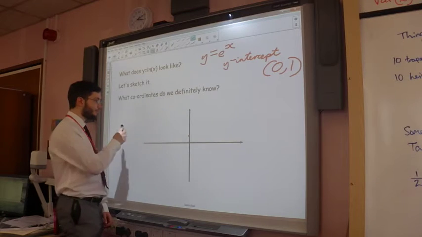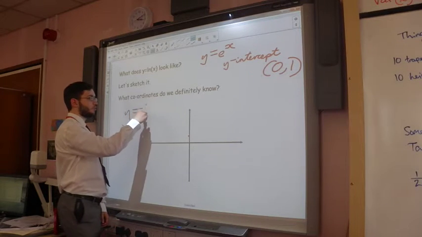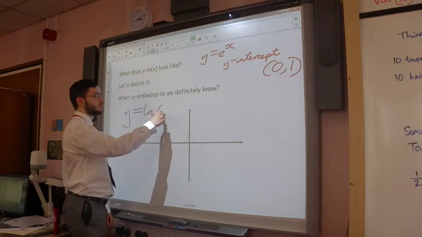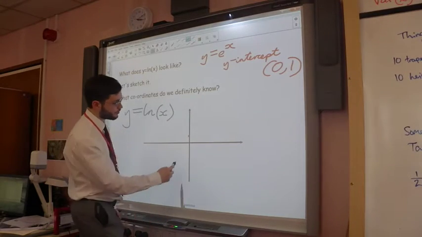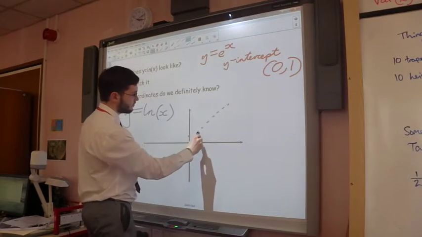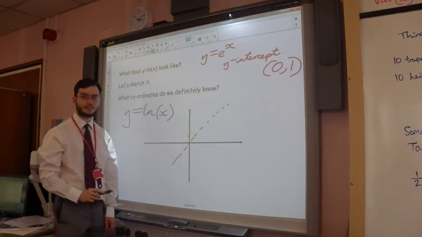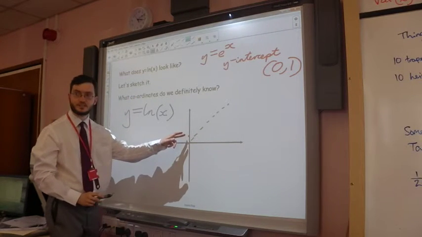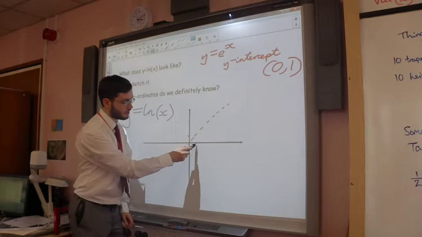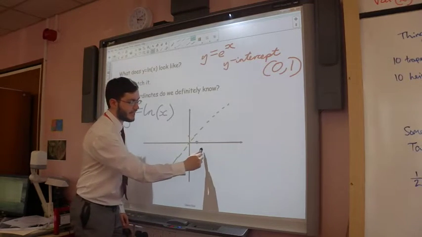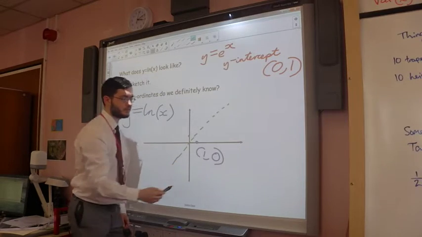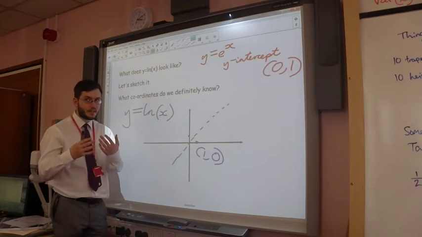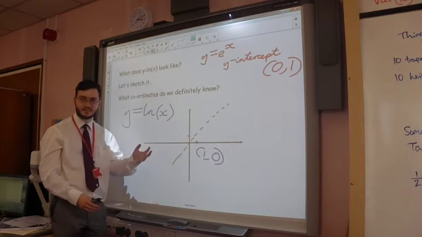Now, if we had y equals log of x, it's a mirror image of this. So if I put on a mirror image line, like that, that point has got a mirror image there at (1, 0). So instead of having a y-intercept, we've got an x-intercept now.